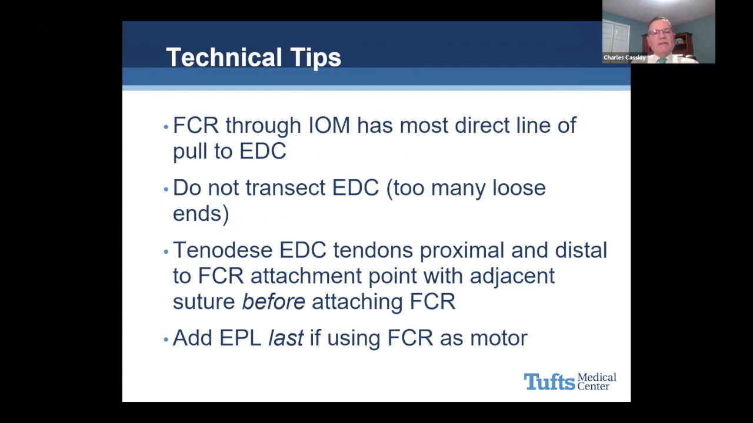So for me, the FCR through the interosseous membrane, which was the description for the FDS, so I've just taken that already described technique, has the most direct line of pull, and you don't have to transect the EDC where there are a lot of loose ends. And tenodesis of the EDC ends proximal and distal to the FCR attachment point with the adjacent suture before attaching the FCR really simplifies the transfer, and I'll show you. And then add the EPL last if you're using the FCR as a motor. That means if you don't have a palmaris longus, and you're just going to suture the EPL into the mass of digital extensors, do that last.